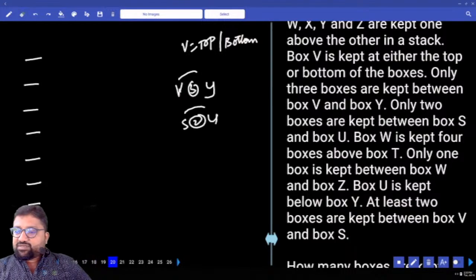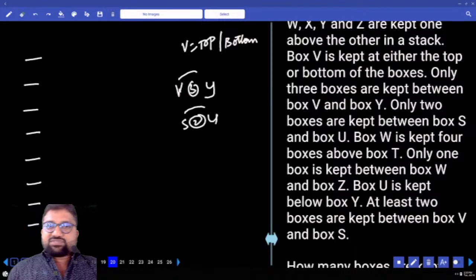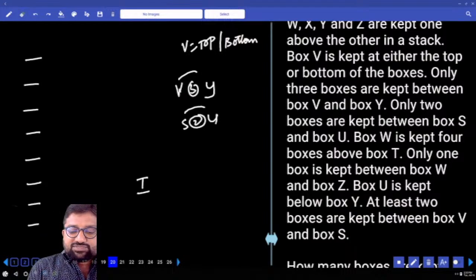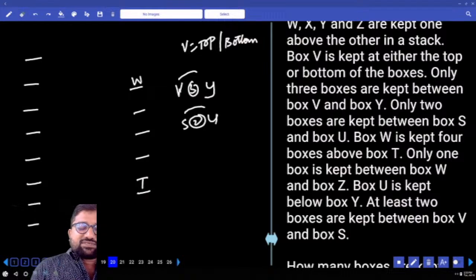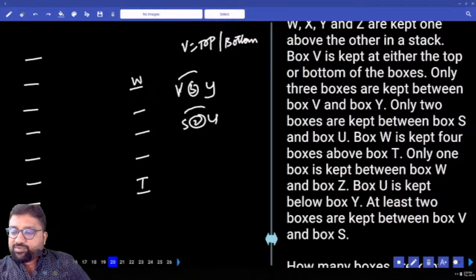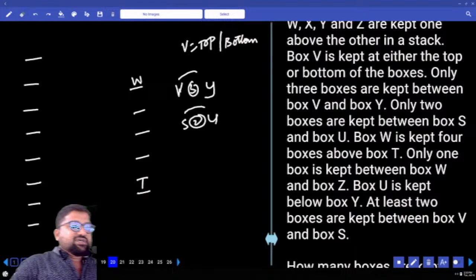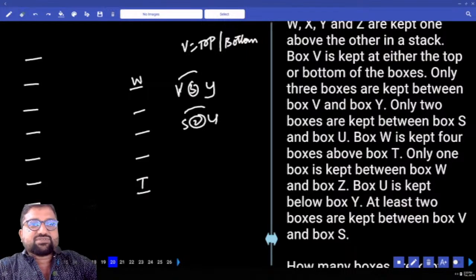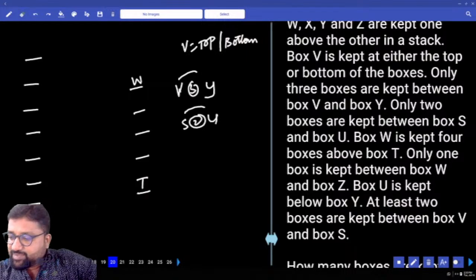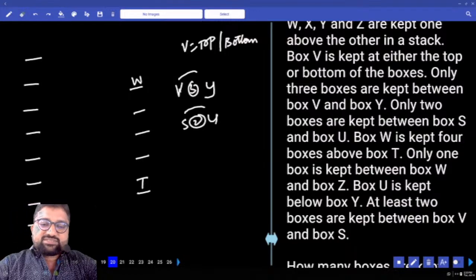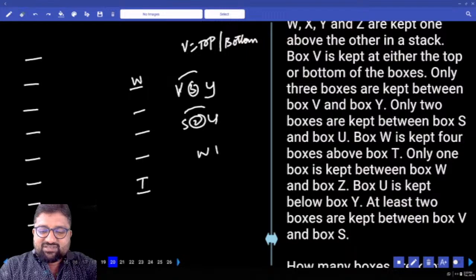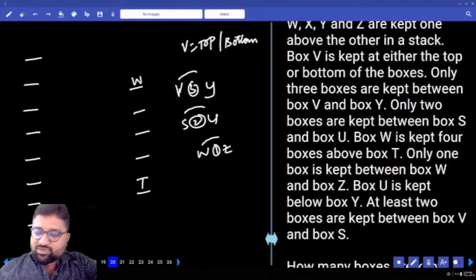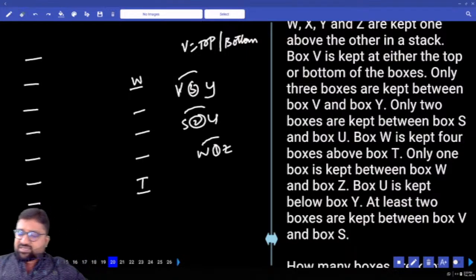Next. Box W is kept 4 boxes above T. 4 boxes above T. 1, 2, 3, 4. This is W. And then box W is kept 4 boxes above T. How many boxes did I cover here from this clue? 5 boxes. Next, please. Only 1 box is kept between W and Z.